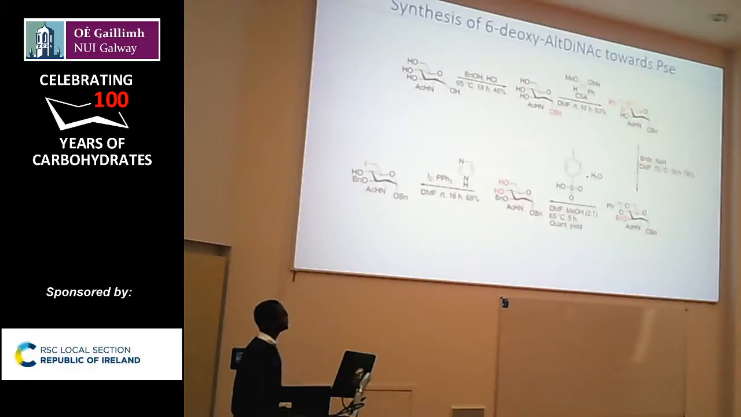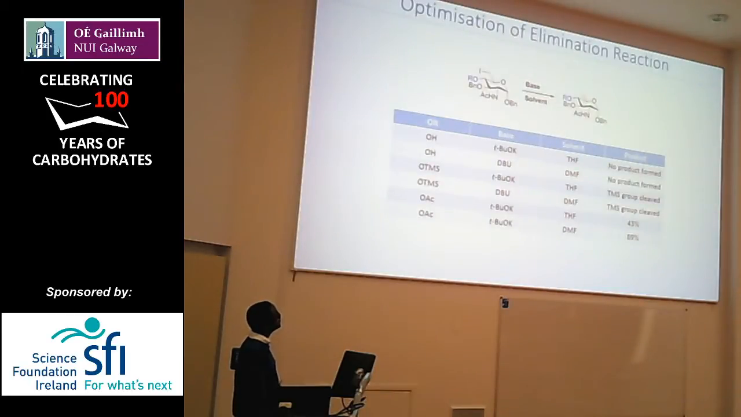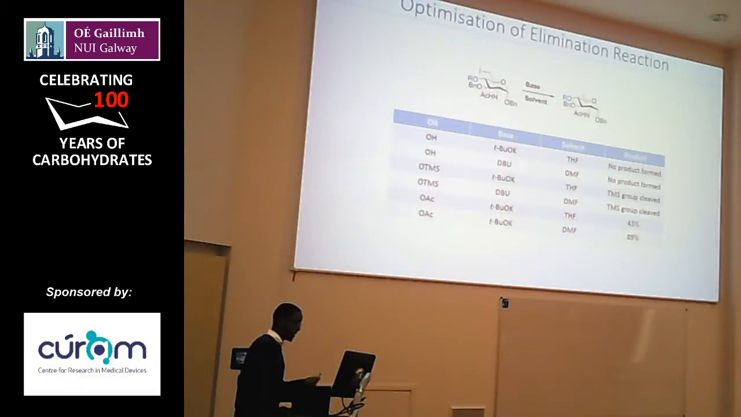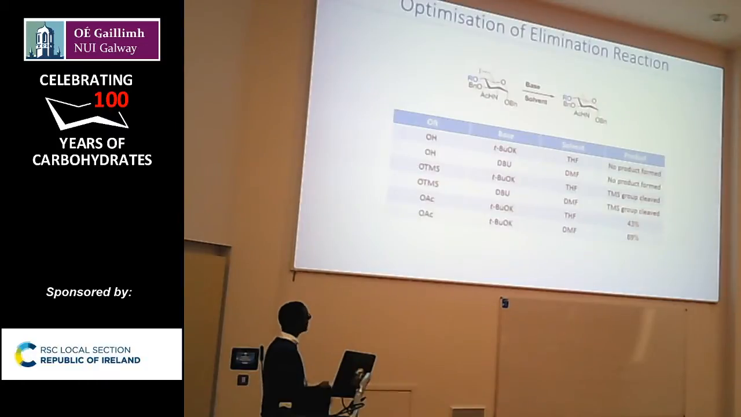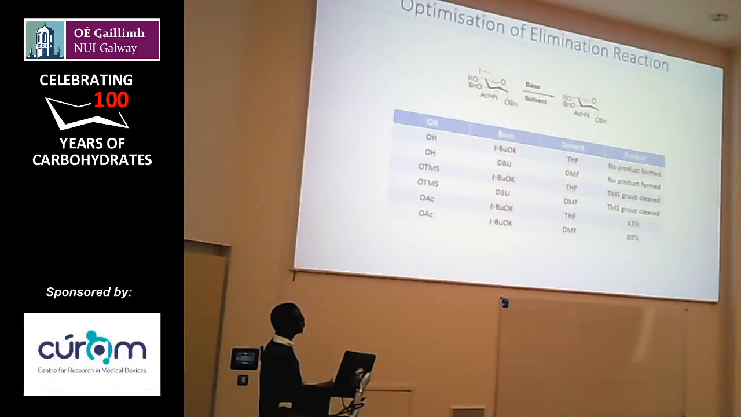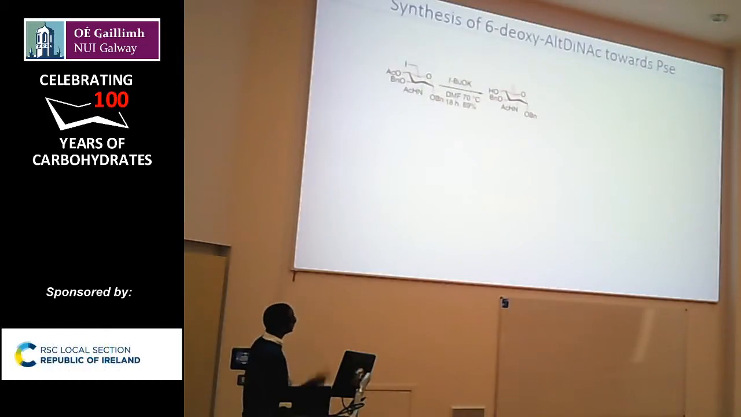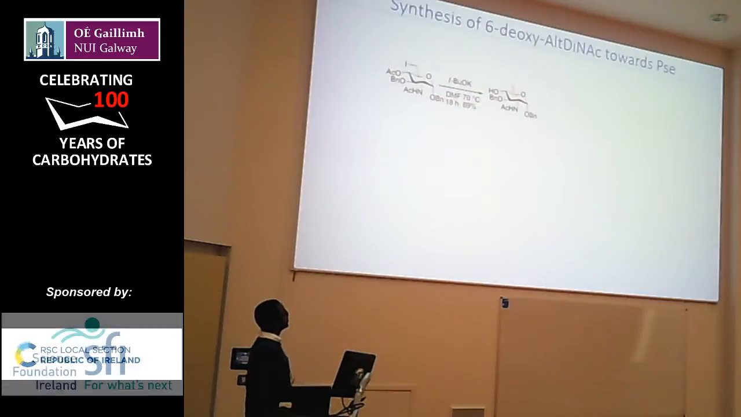The next step involved the deoxyamination of the C4 position. But before that, we have to do an elimination of the iodine group. We found the best conditions with silver acetate, and when we did it in DMF, we had a problem. Silyl groups were an issue. Also, both silyl groups couldn't be installed in the full position. So we used the best conditions for the elimination, and then using those conditions, we eliminated the iodine group.